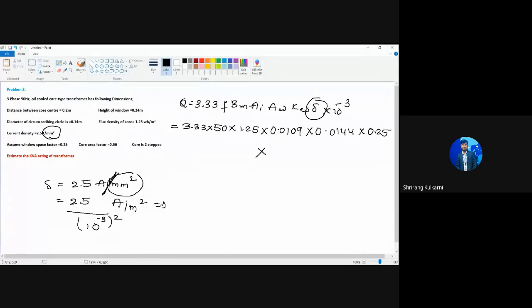So in the denominator, I am getting that. Now it is ampere per meter square. So now it will be 2.5. If you take in the numerator, it will be plus 6 ampere per mm square. This much you have to substitute here: 2.5 into 10 to the power of plus 6. Now it is in meter square, and 10 to the power of minus 3. Don't leave this one. So substitute all the things. You will get the answer. Can anyone calculate this one and tell me the answer?